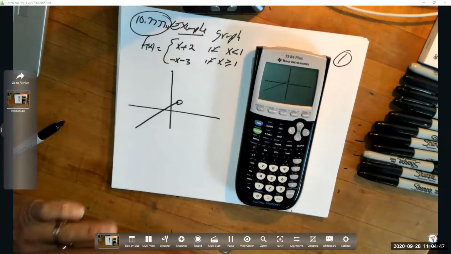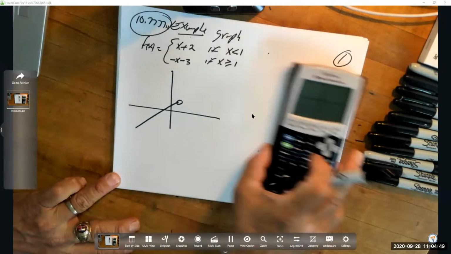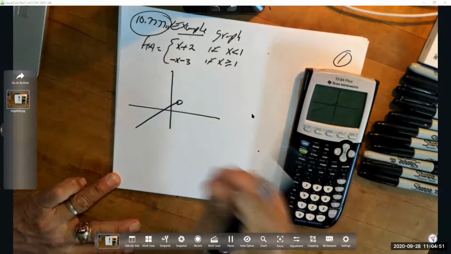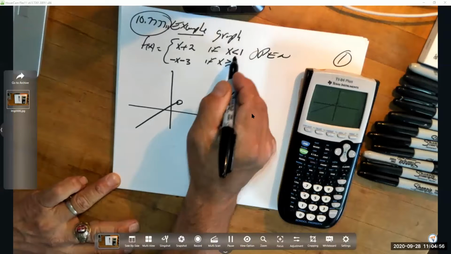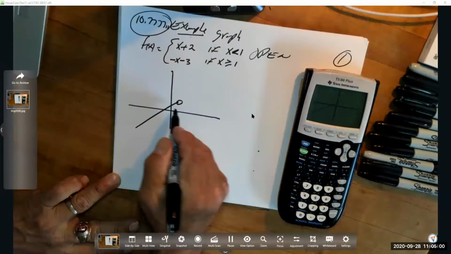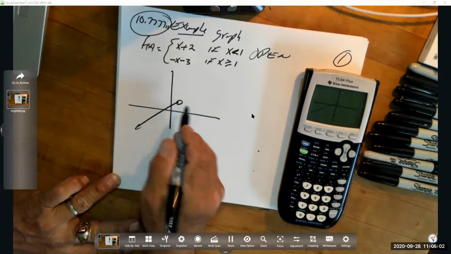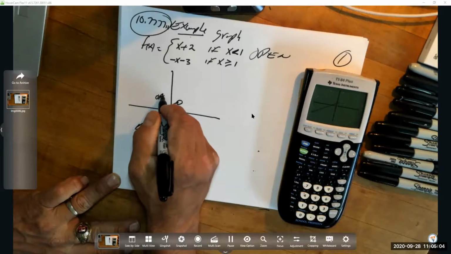Another thing I'm going to tell you: this one is called open because it just says less than only. There's no equals at all. So it means the little circle. It goes like this, but it never gets there. This is an open circle. Let me write that down. Open: goes there, stops, but don't shade it in.